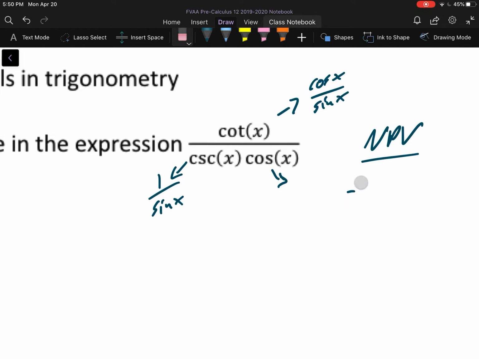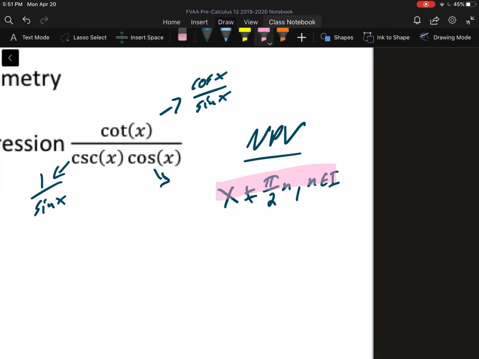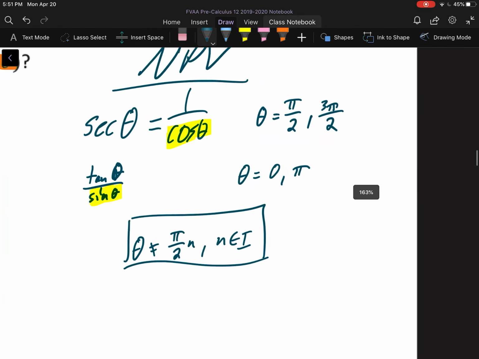It's not theta in this case, it's x, but x represents an angle nonetheless. x cannot equal pi over 2 n, where n is an integer. Any multiples of pi over 2, as long as the multiplier is an integer. If you're not sure how I got this, just go back in the video and see how we got this.